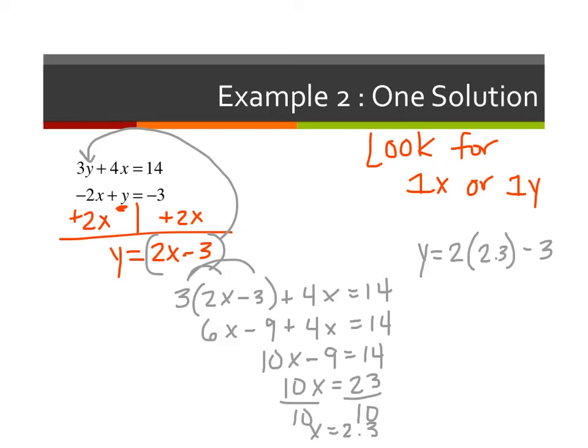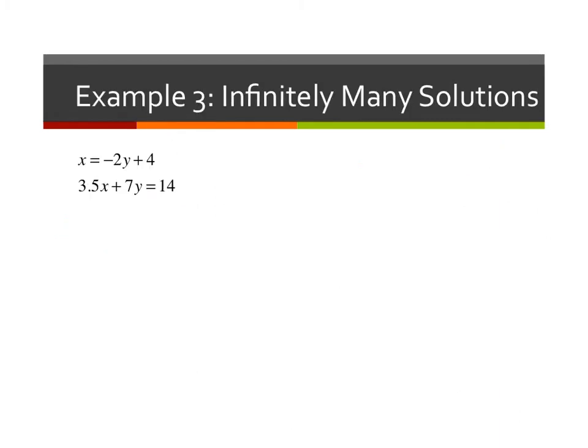So 2 times 2.3 is 4.6, minus 3 is 1.6. So my ordered pair for this one is 2.3, 1.6. Now, I'm not going to go through checking that one. I did check it myself already to make sure I had it right, but I'm not going to go through writing out to check it. You can always do that part on your own later. And with a graphing calculator, that's actually pretty fast. So that takes care of all the ones with one solution.